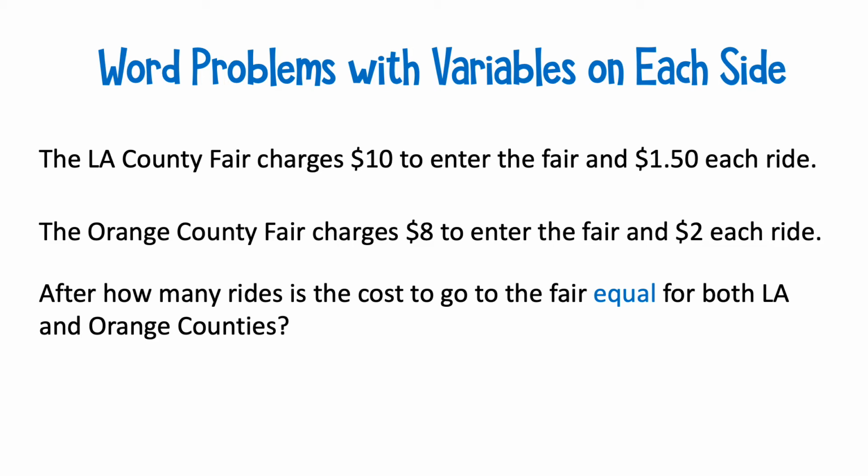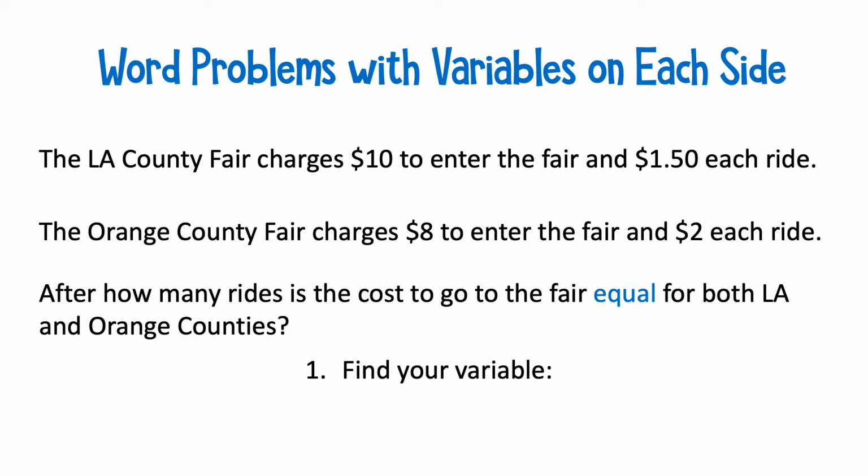We can also have word problems with variables on each side. This example shows the LA County Fair charges $10 to enter the fair and $1.50 for each ride. The Orange County Fair charges $8 to enter the fair and $2 for each ride. After how many rides is the cost to go to the fair equal for both the LA and Orange County fairs? First, we're going to find our variable.